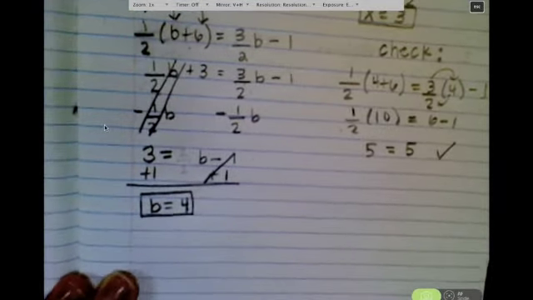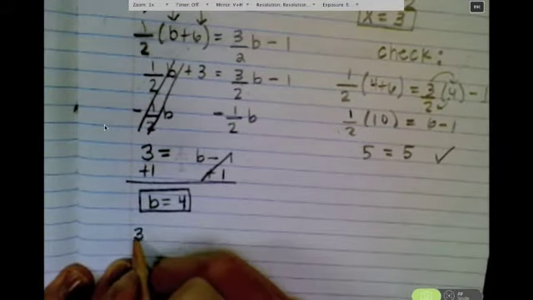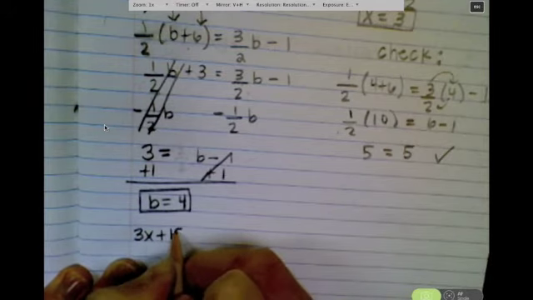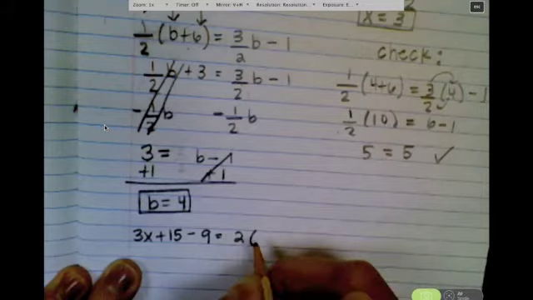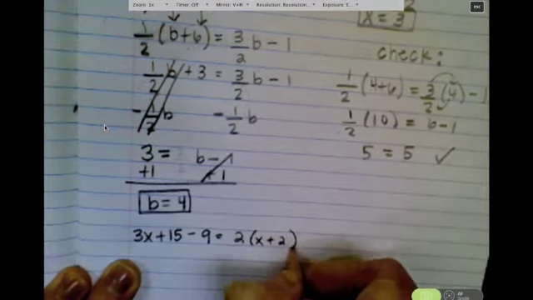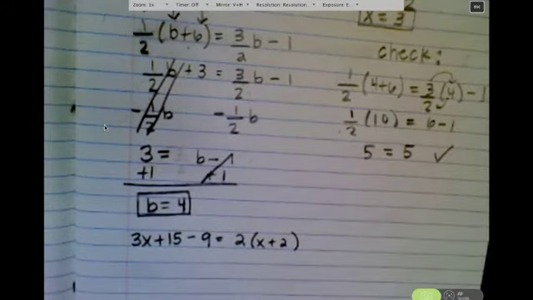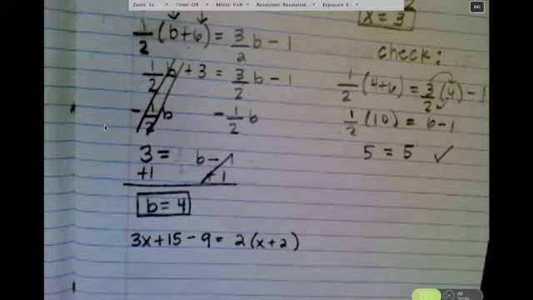Let's do one more example like that. 3x plus 15 minus 9 is equal to 2 times x plus 2. Remember, before you start solving, you always want to simplify as much as you possibly can. So in this example, I can simplify on both the left and the right side of the equation.